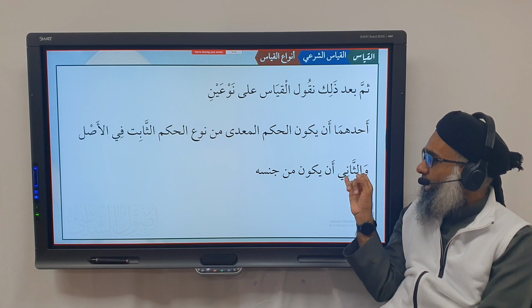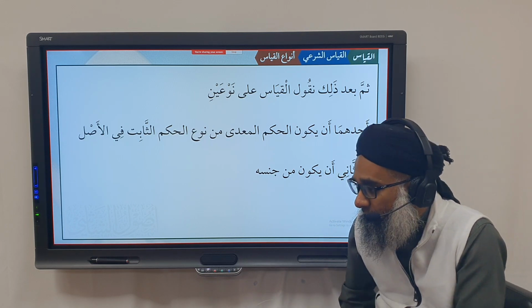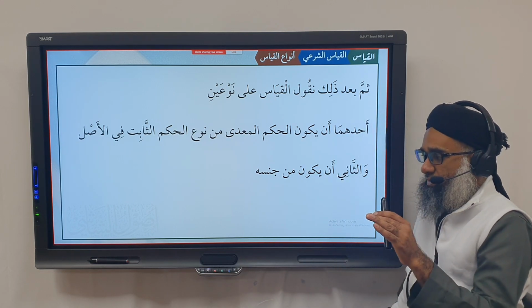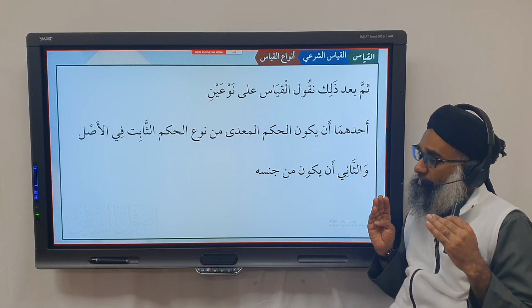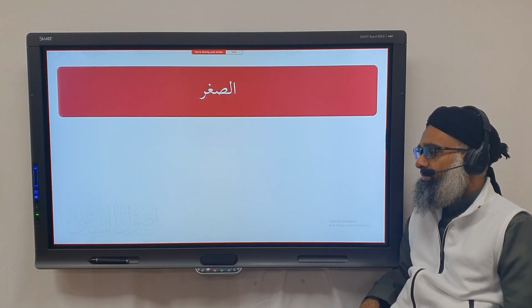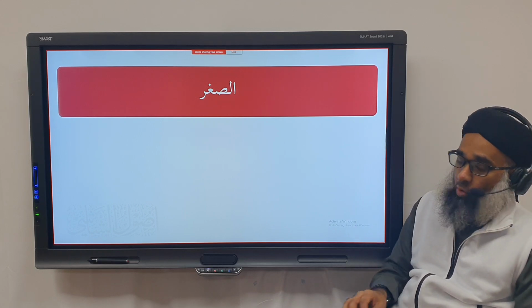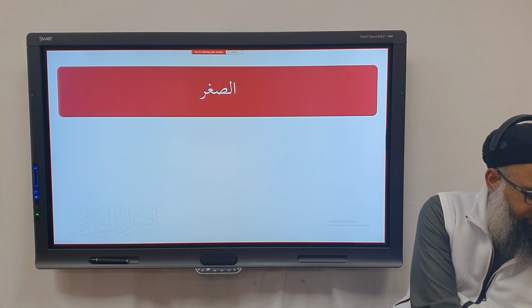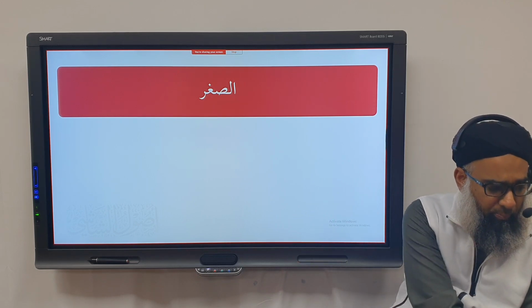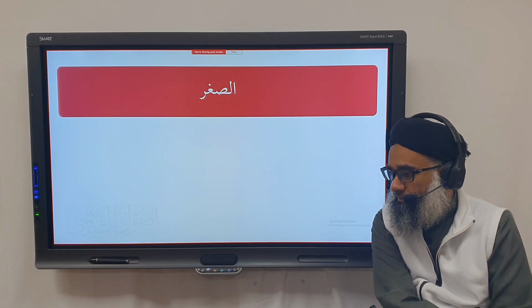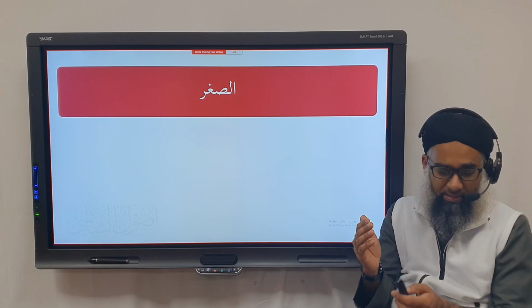Okay? وَثَانِيهِمَا أَنْ يَكُونَ مِنْ جِنْسِهِ. The second type of qiyas is where the asl and the far' are not from the same naw, they're from the same jins. Now let's have a look at this. We have صغر. What does صغر mean? Being below the age of mental maturity. Yes? So صغر is an illah.